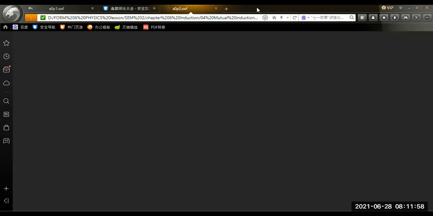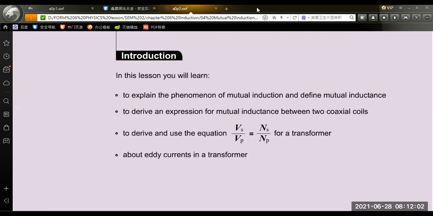Let's look at the objectives for today's lesson. In this lesson, you will learn to explain the phenomenon of mutual induction and define mutual inductance. Objective 2, to derive an expression for mutual inductance between two coaxial coils. That means two solenoids, shaped like coils. Objective 3, to derive and use the equation Vs over Vp equals Ns over Np for a transformer. And last, eddy current in the transformer.